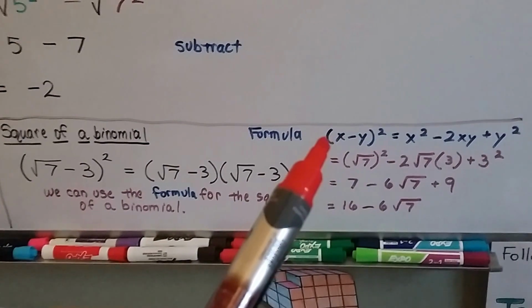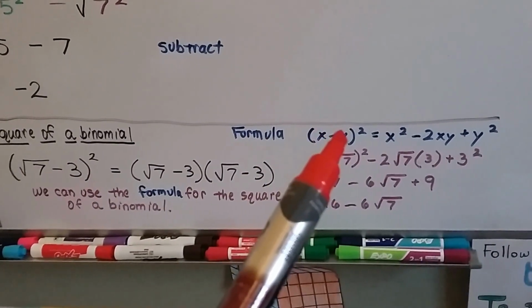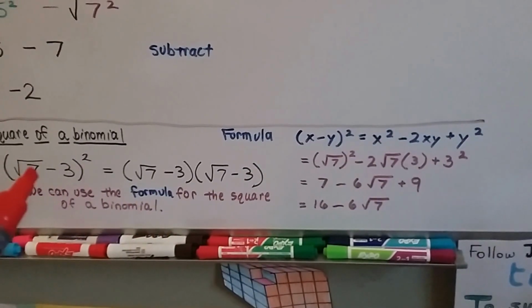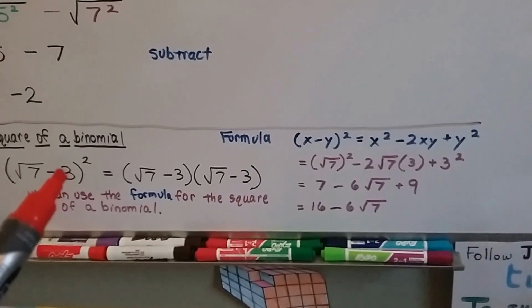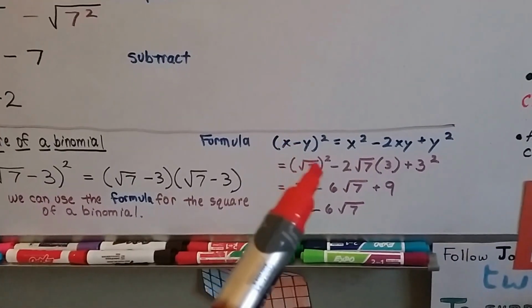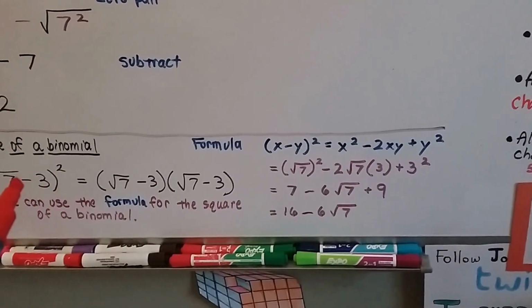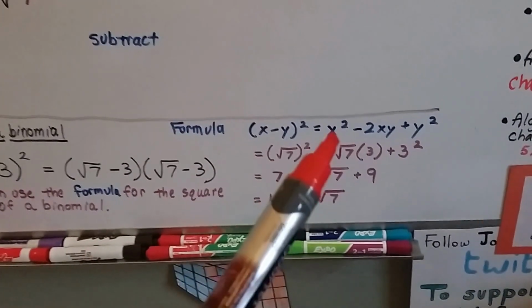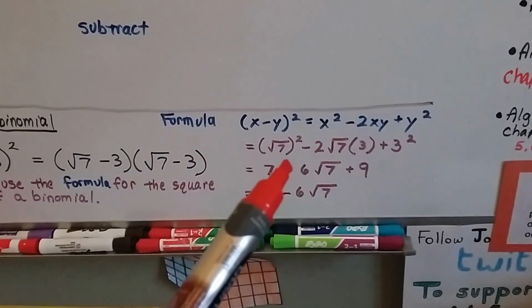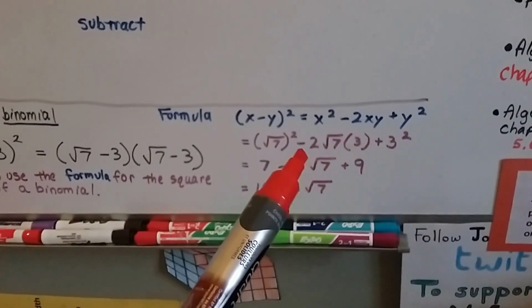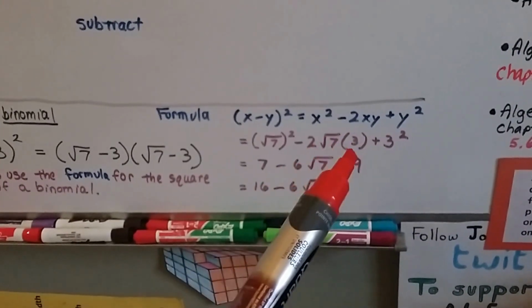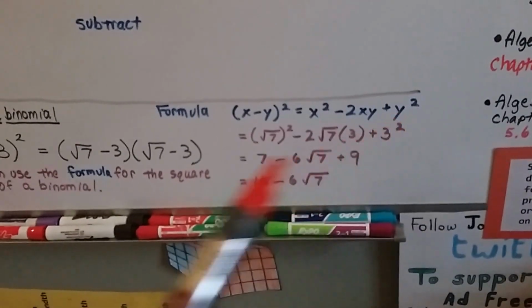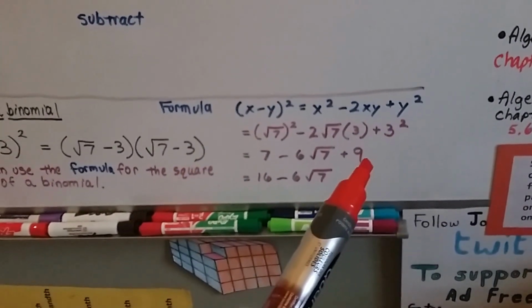I don't know if you remember, but the formula was that x minus y squared, and then we can open it up into this trinomial. So we'll use the square root of 7 as x, and this negative 3 is y, and we just plug in the values from our binomial into the formula. Instead of getting x squared, we get the square root of 7 squared. Instead of getting minus 2xy, we get minus 2 square root of 7 times 3, and they get multiplied together, right? And our y was the 3, so we're going to have 3 squared. That's going to be that 9.